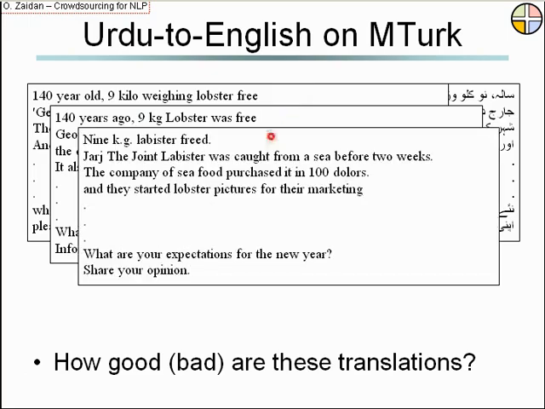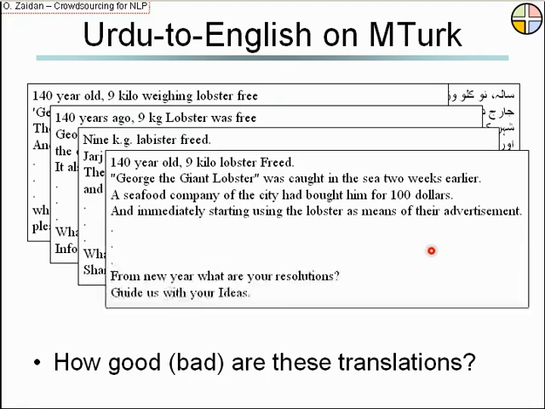Here's another one that's not good at all. "Lobster." This is just a naive transliteration of the word in Urdu. And again, "George" instead of "George." This person is obviously having difficulty composing English sentences that are correct. But here's a set of reference translations that are actually pretty good. "140-year-old, 9 kilo lobster free." That's actually pretty good. They're good with capitalization. So there are some good translations.